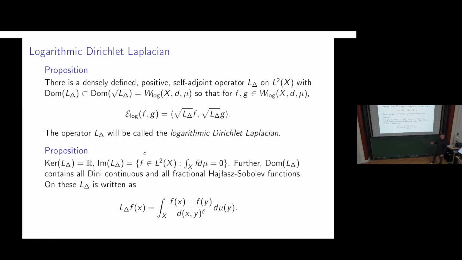It contains all Hölder functions of any exponent. In fact, every Dini continuous function, if you know what Dini continuous is, in terms of the modulus of continuity. And in fact, it contains some generalization of Hölder functions, which are called the Hajłasz functions, like weakly Hölder, in the sense that they have weak gradients. They don't need to be continuous. And on these subspaces, yeah, all these are in the domain of the Laplacian, and on these the Laplacian has this integral representation here.